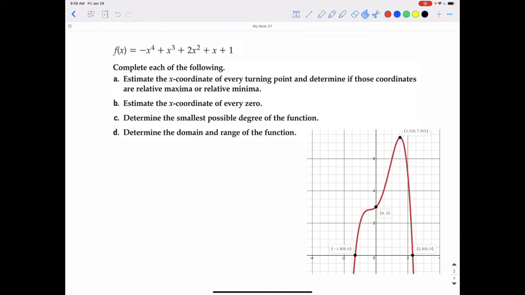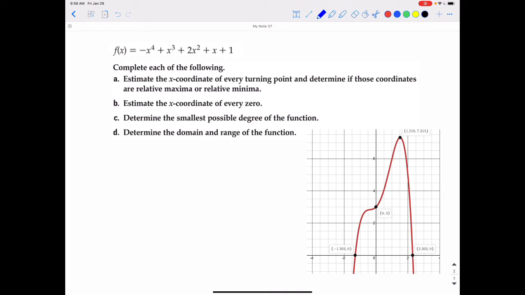So the next example we're going to graph is f of x equals negative x to the fourth plus x to the third plus 2x squared plus x plus 1. I've already taken the liberty of graphing this one and bringing it onto this screen so we can answer the 4 questions. So the first question is, estimate the x-coordinate of every turning point and determine if those coordinates are relative maximums or relative minimums.